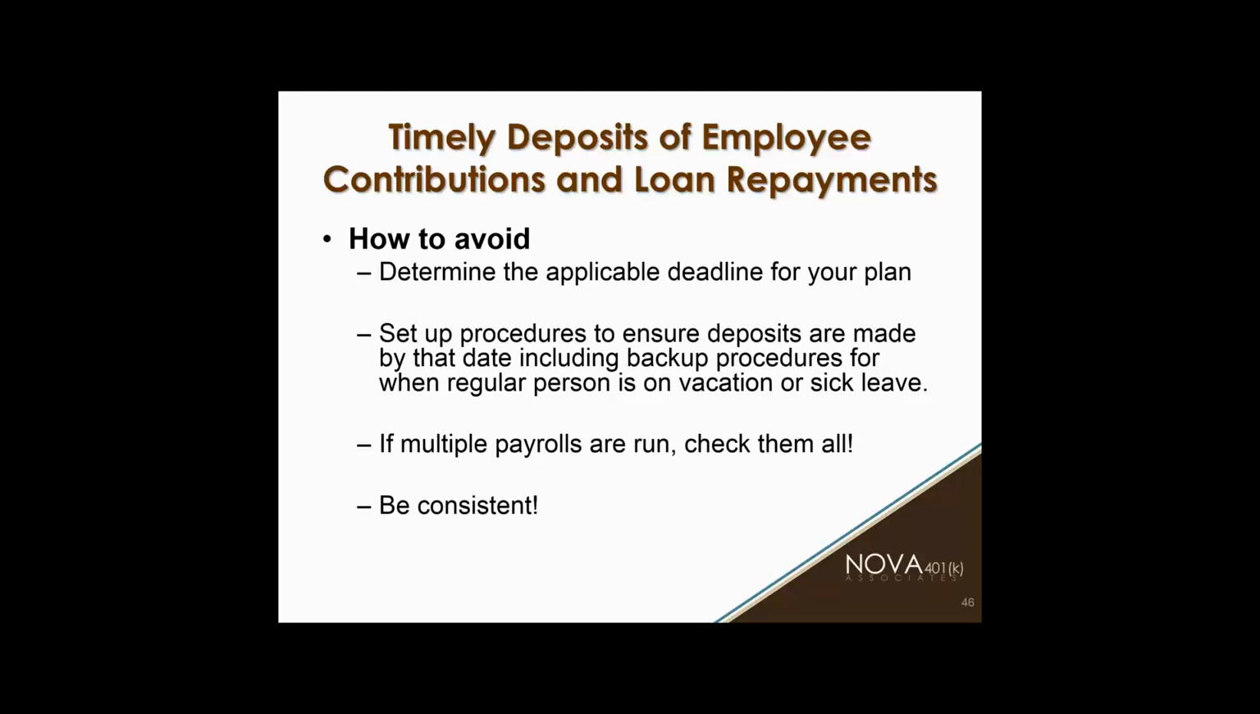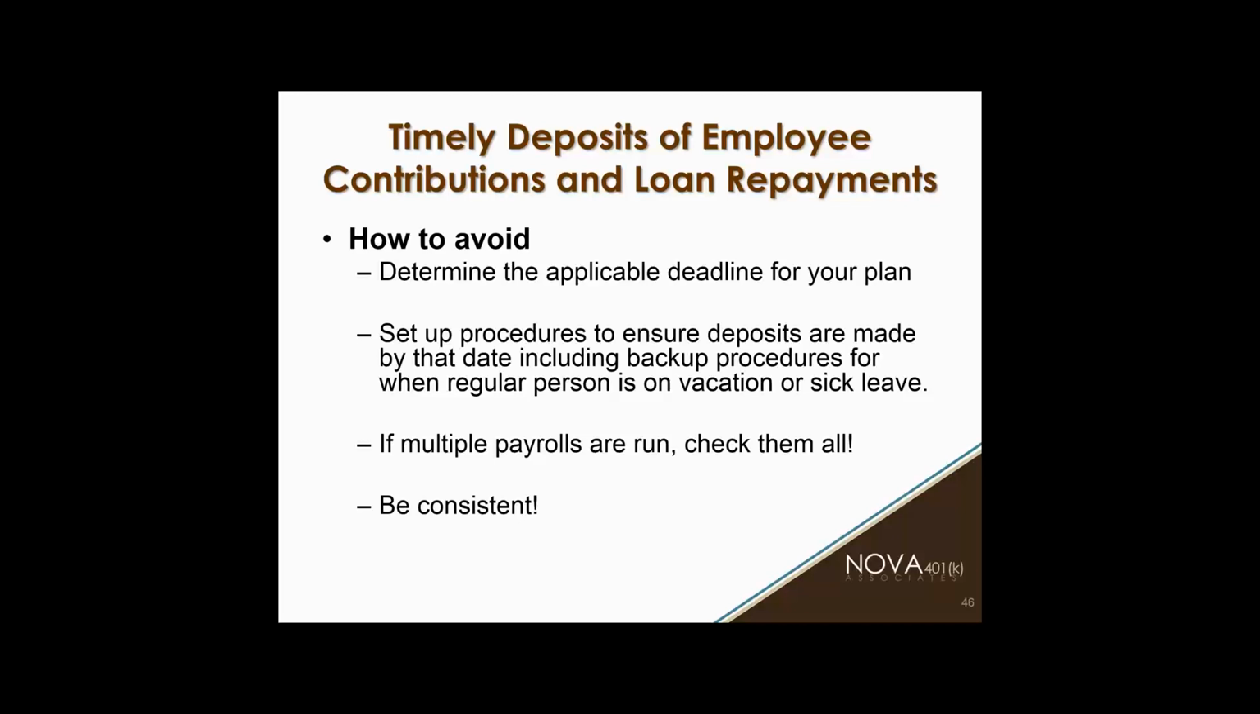All right, so again, in order to avoid this, determine what your applicable deadline is. Are you a small plan or are you a large plan? Then set up procedures to ensure that deposits are made by either the 7th business day or as soon as administratively possible. I would say that I've seen the Department of Labor, under this as soon as administratively possible standard, give you anywhere from 3 to 5 days max. If it's beyond that, they're considering it late, just so you know.